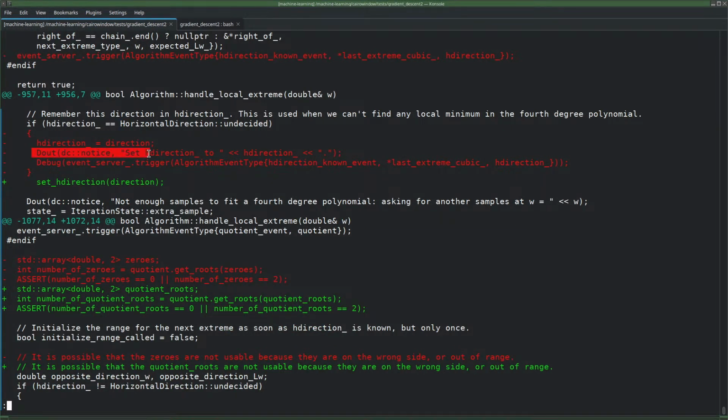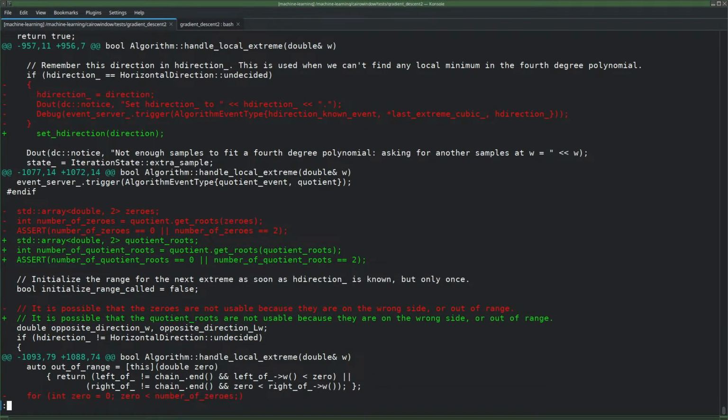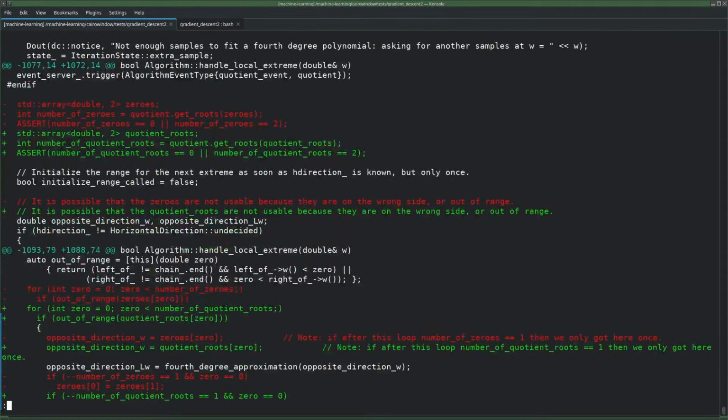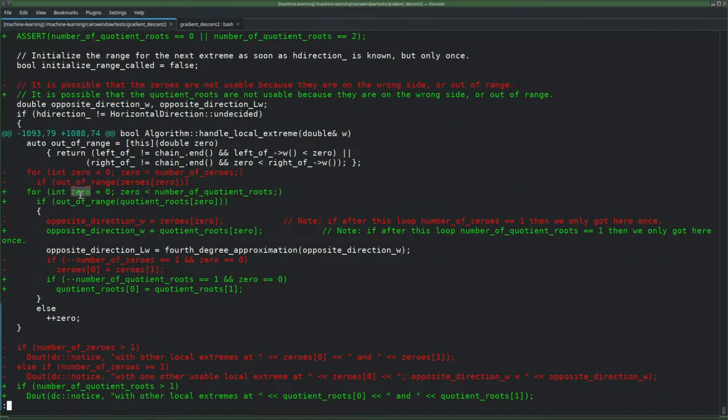Replaced writing debug output and sending an event to the event server directly after setting H direction with a single function. So it's then called from a lot of places. Started to feel like code duplication. And then here we renamed zeros to quotient roots. Yeah, and I'm still calling this 0. It's probably that it should be a quotient root or something without the S. Or just root.